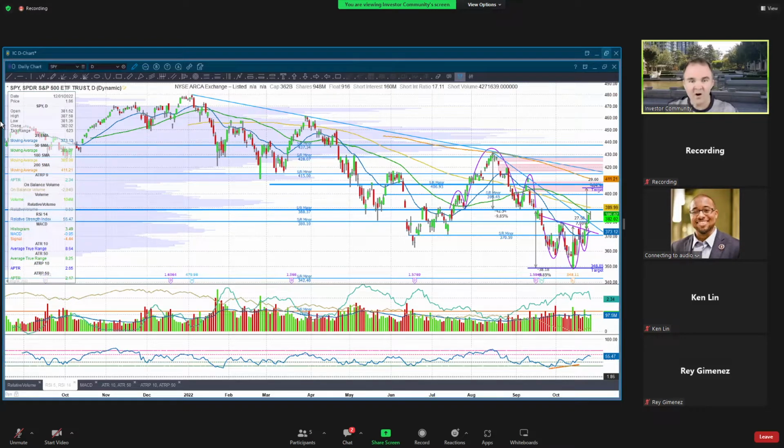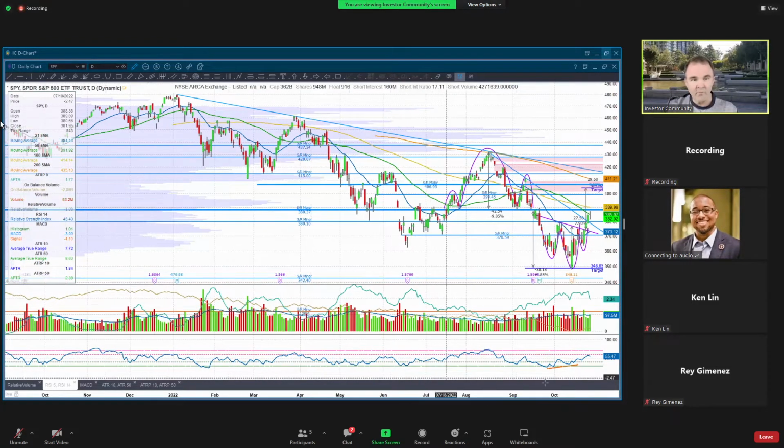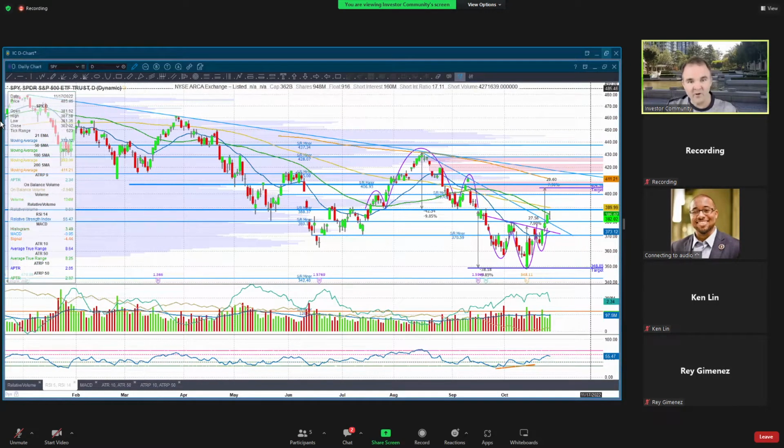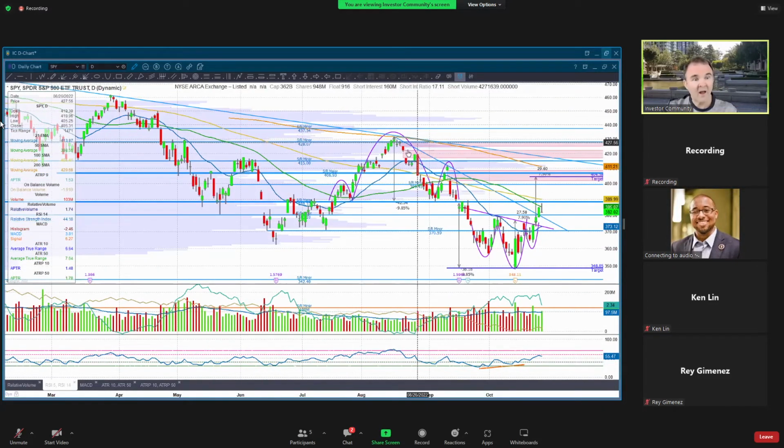So here we are, this is the SPY ETF. Okay, you can see, obviously, we're still in a long-term downtrend, and we're not even threatening the long-term downtrend yet. However, we recently had this head and shoulders, what we would consider a continuation pattern.